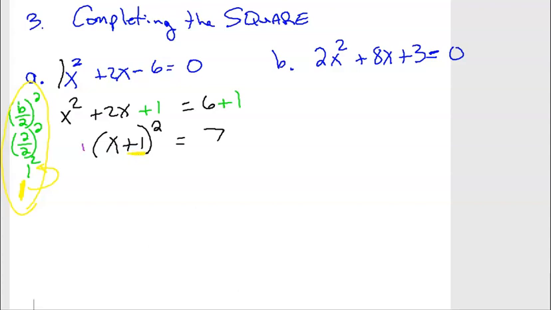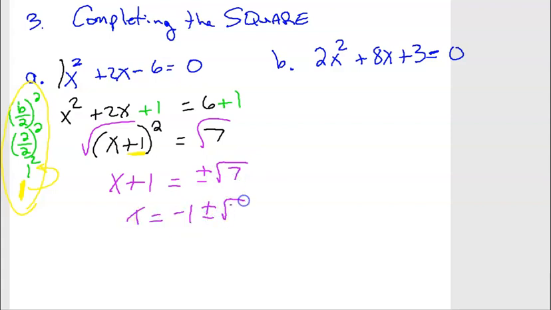All right, to solve this, we're going to take the square root of both sides. So x plus 1 equals plus or minus the square root of 7. And then finally, x equals negative 1 plus or minus the square root of 7.